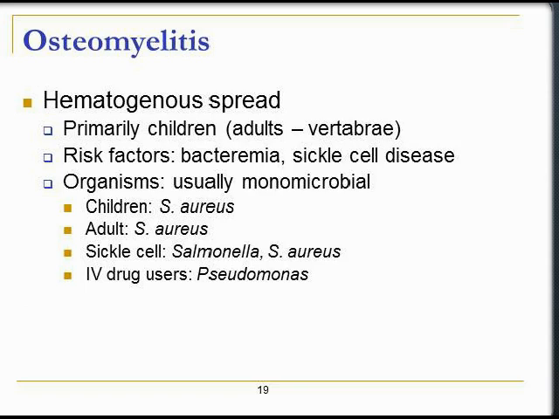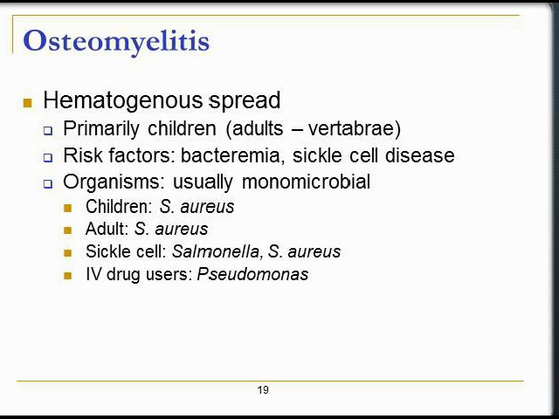So there's 3 main types of osteomyelitis, and you probably notice I love categorizing things. So if you can categorize the 3 types: hematogenous, contiguous, and then vascular insufficiency, which we already sort of talked about when we talked about diabetic foot infections.